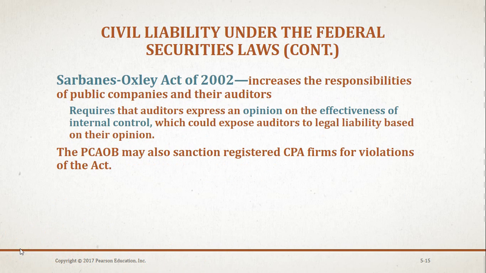The Sarbanes-Oxley Act greatly increases the responsibilities of public companies and their auditors. The Act requires the CEO and CFO to certify the annual and quarterly financial statements filed with the SEC. In addition, as discussed in prior chapters, management must report its assessment of the effectiveness of internal control over financial reporting. And for accelerated filers, the auditor must provide an opinion on the effectiveness of internal control over financial reporting. As a result, auditors may be exposed to legal liability related to their opinions on internal control.